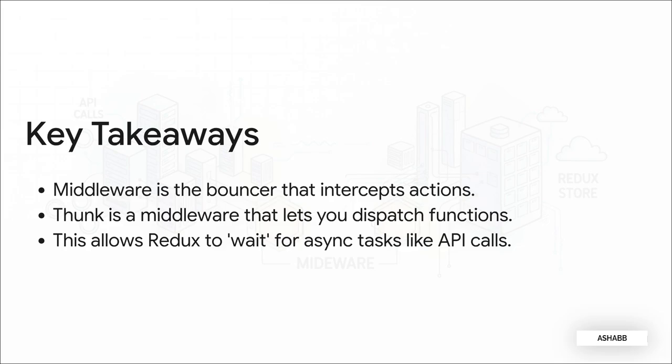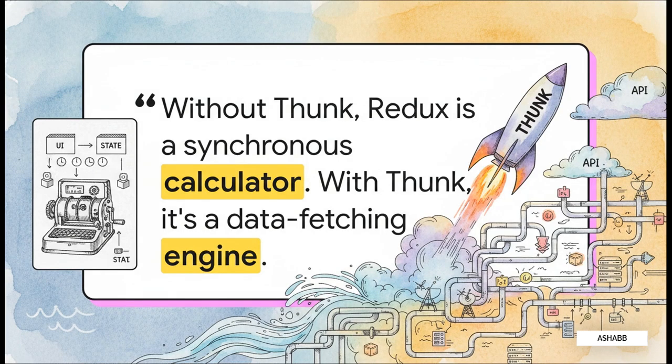You know, there's a way of thinking about this that I think just nails it. Without a tool like Thunk, Redux is really just a synchronous calculator. It's great for UI state, but that's about it. But when you add Thunk, you transform it into a real, powerful data-fetching engine for your entire application. It's a total game changer.